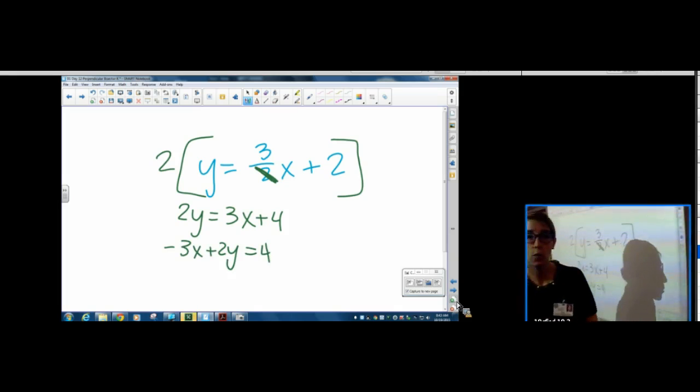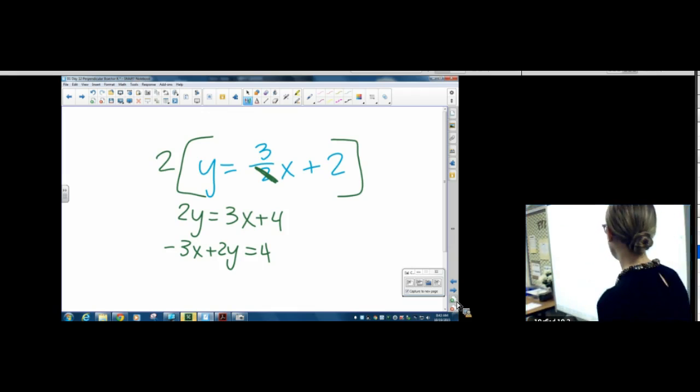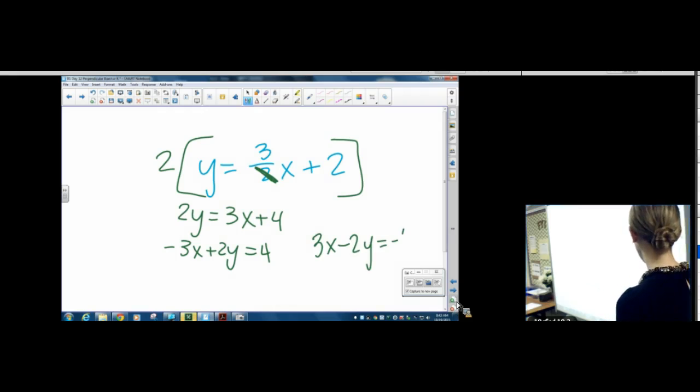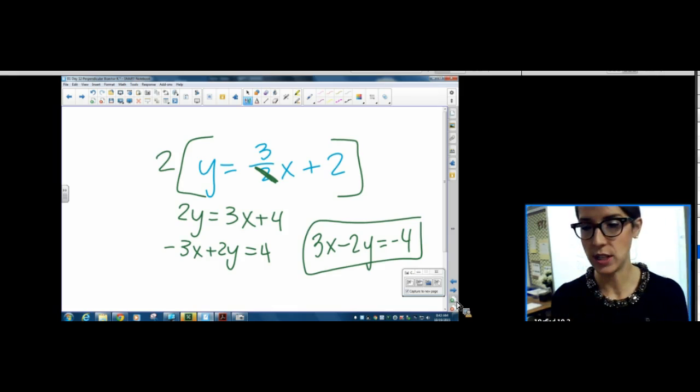And then I'm disobeying one of those two rules. The leading coefficient cannot be negative. And so I multiply everything by negative 1, which changes every part, every term, it changes their sign.